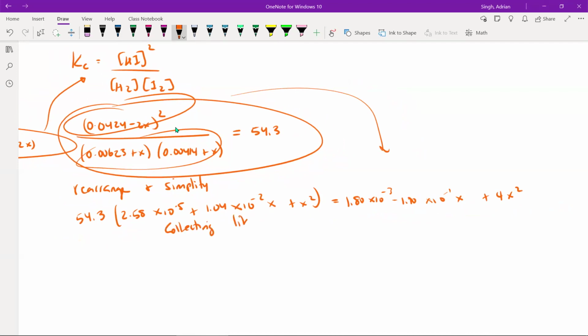So collecting like terms. Okay, so this should look familiar if you've taken any algebra class. We end up with 50.3 x squared plus 0.735x minus 4.00 times 10 to the minus 4, and that is equal to 0. So this part, I'm sorry, should look familiar because this is in the form of a quadratic equation.